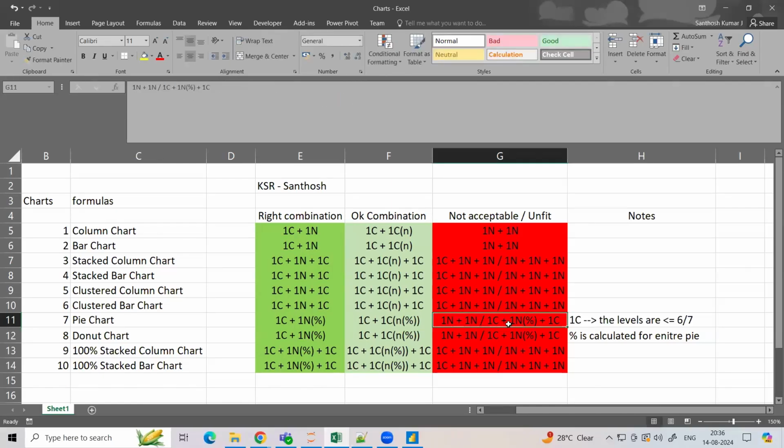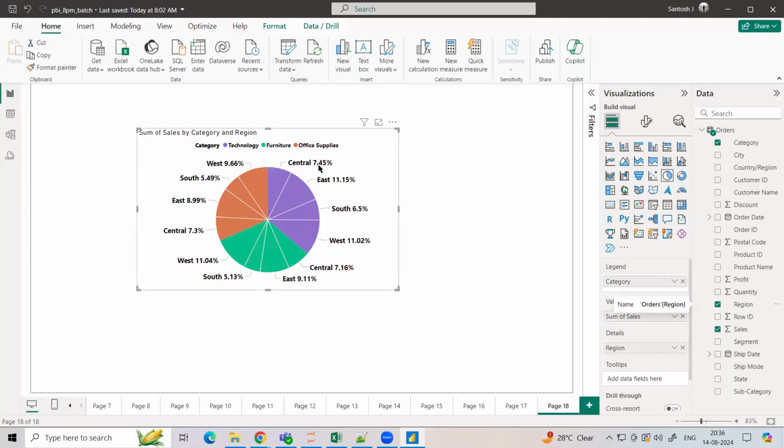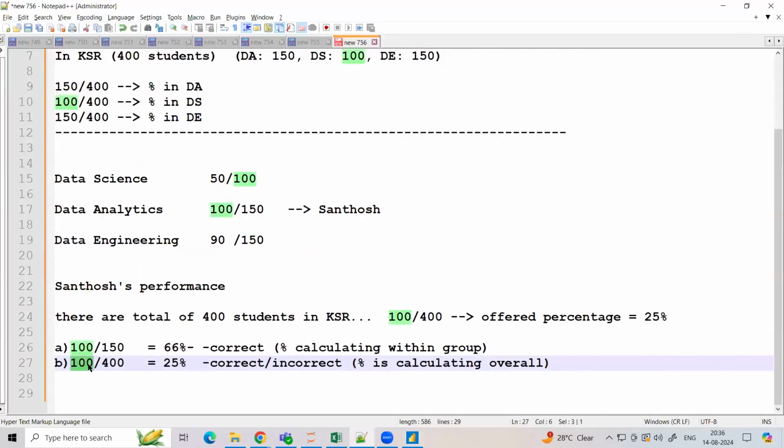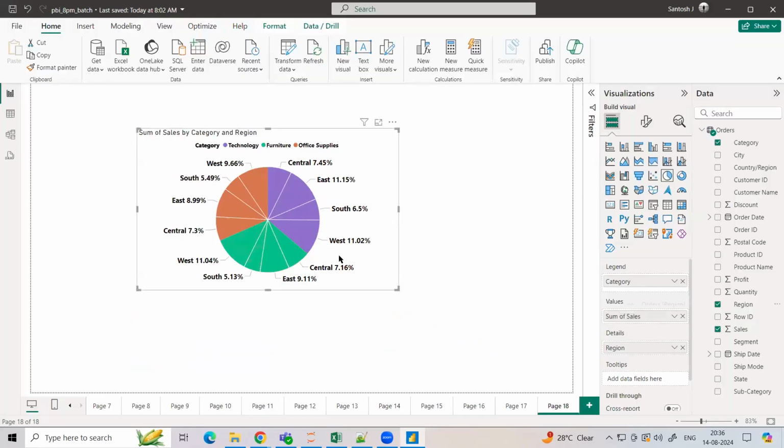See, this is still correct. 1C plus 1N plus 1C, it's still correct. But it is not fulfilling the requirement. If I want to say that this 7%, which is central and technology, it is giving the overall groups and overall regions, it's correct. But we never calculate this, right? The students got placed in data analytics. Why are they compared with the entire students? It's wrong, right? It has to be within that group. Percentage has to be within that group. That is why we are not considering this to be a right fit.